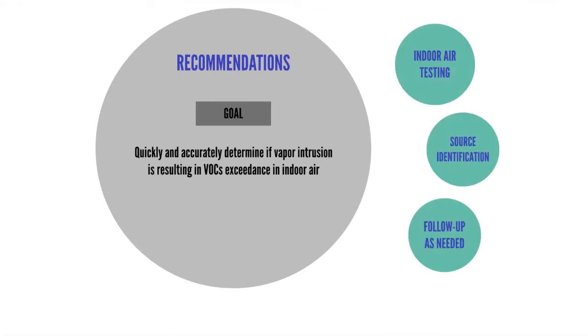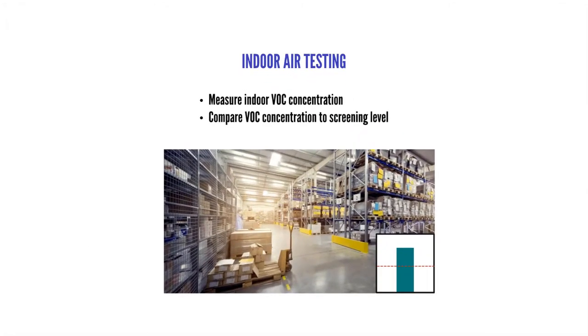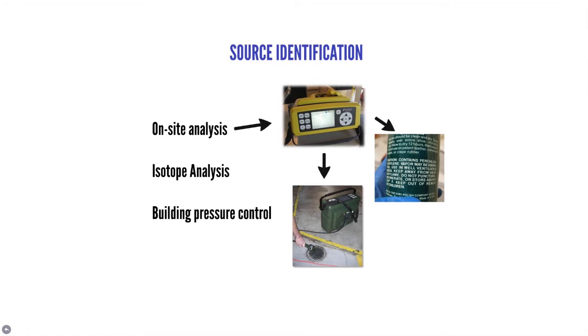So if you have a building and you're worried about vapor intrusion, the first recommendation is that you test the indoor air, and you go straight to that indoor air testing, measuring the chemical concentration in indoor air and comparing it to the applicable screening level. And if you're above the screening level, then you need to do additional testing to figure out if this is an indoor source or vapor intrusion. So that source identification can be done using the on-site analysis we discussed, or maybe even the isotope analysis that we also mentioned. In some cases, you can also modify the indoor building pressure in a way that will turn on and turn off vapor intrusion, and that will help you figure out what's going on.